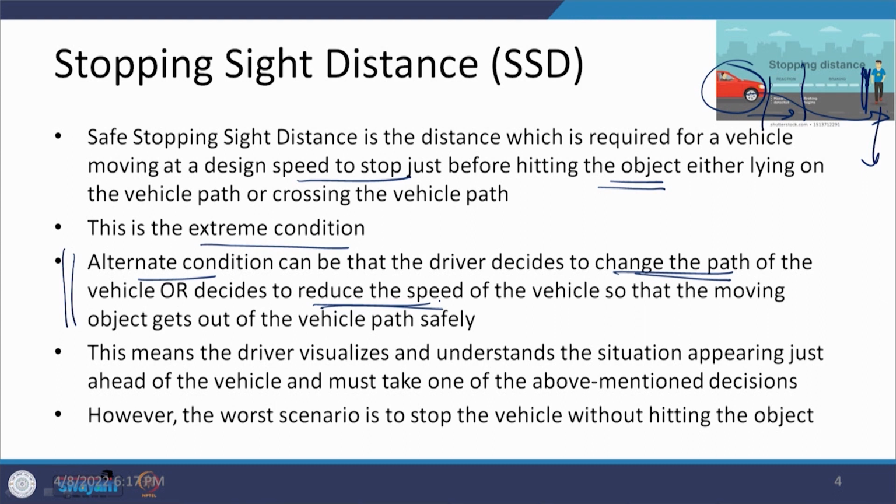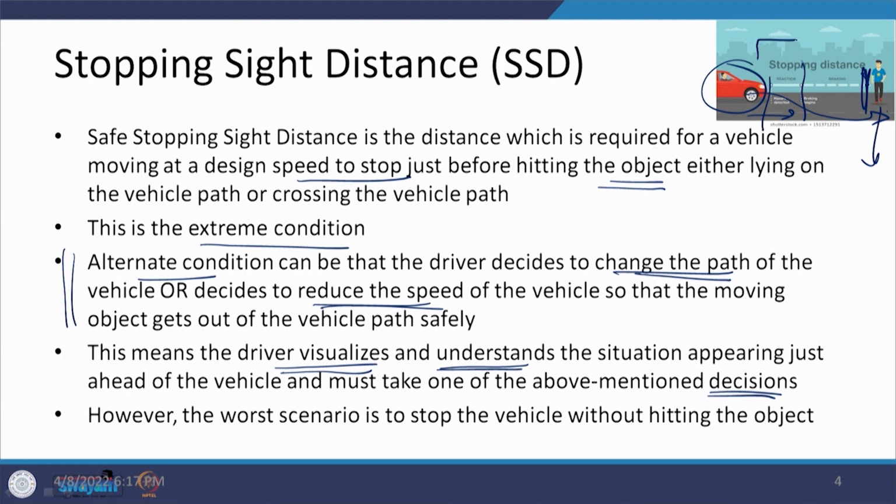So, what does that mean? The driver is trying to visualize the situation, the driver is trying to understand it, and then the driver is trying to take a decision, and that is what we talked about when we discussed the PIEV theory. And if the extreme conditions appear, then we said there is an impulse in which the driver is going to take an extreme decision all of a sudden.